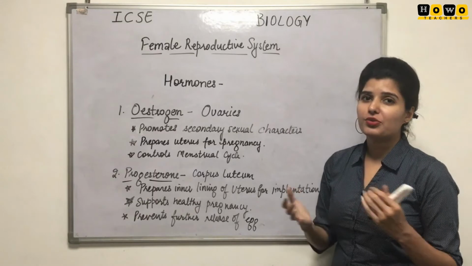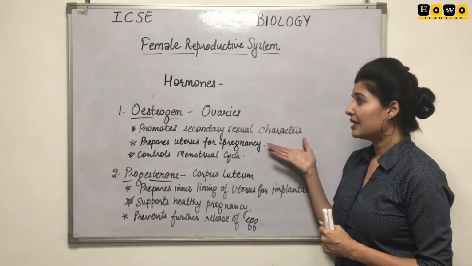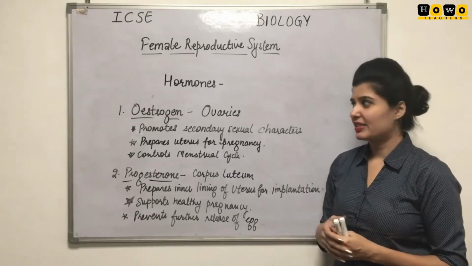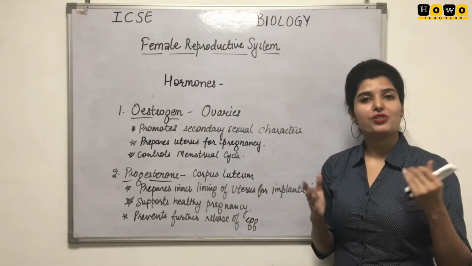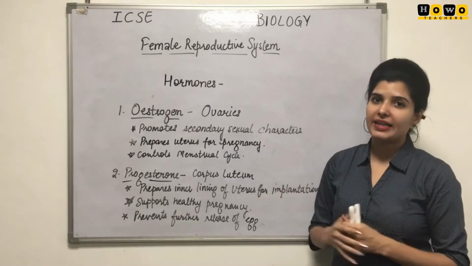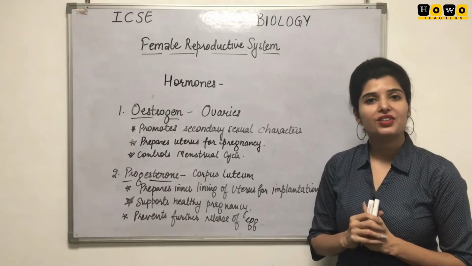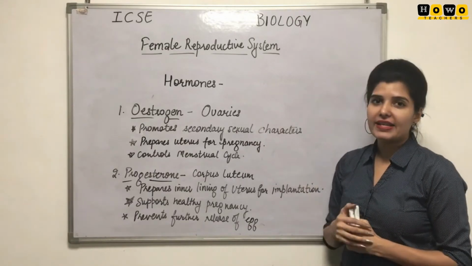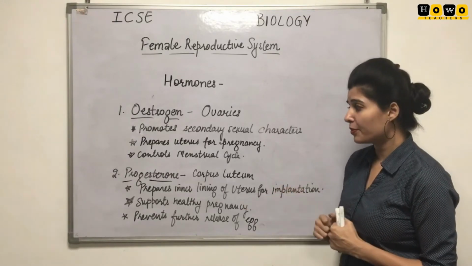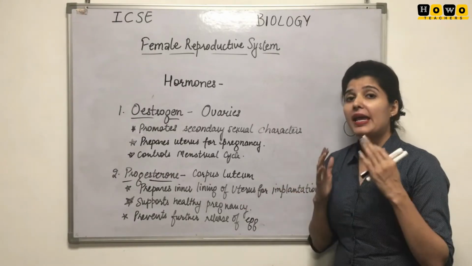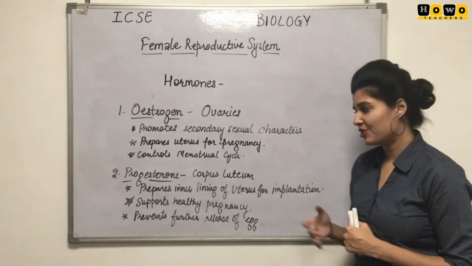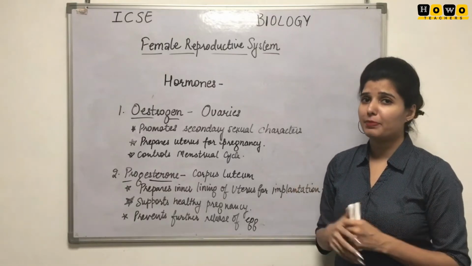The ovaries produce estrogen that helps in the development of secondary sexual characters in females, prepares the uterus for pregnancy, as well as controls the menstrual cycle in females. So these are the three main functions of the estrogen hormone. Let us see the progesterone hormone that is produced by the corpus luteum. It prepares the inner lining of the uterus for implantation and supports a healthy pregnancy.